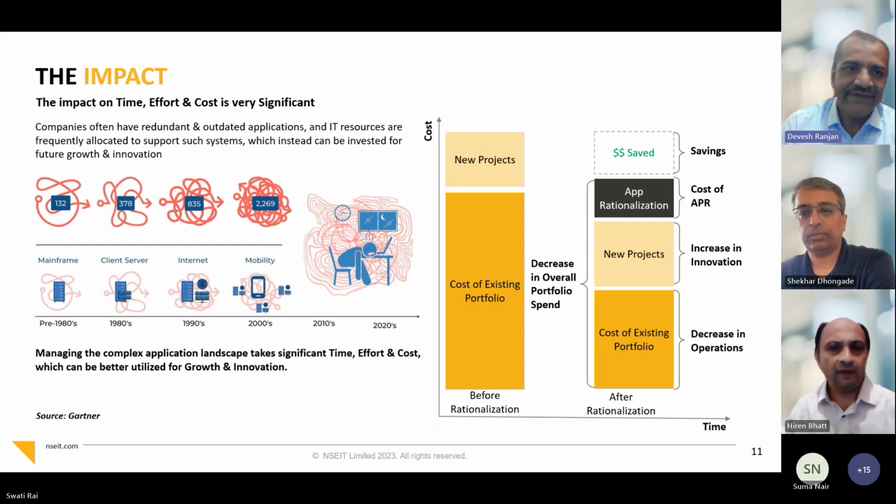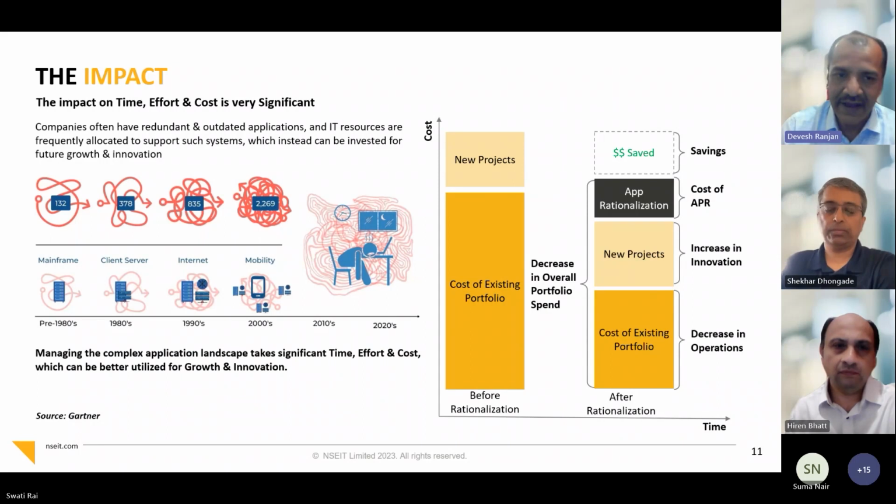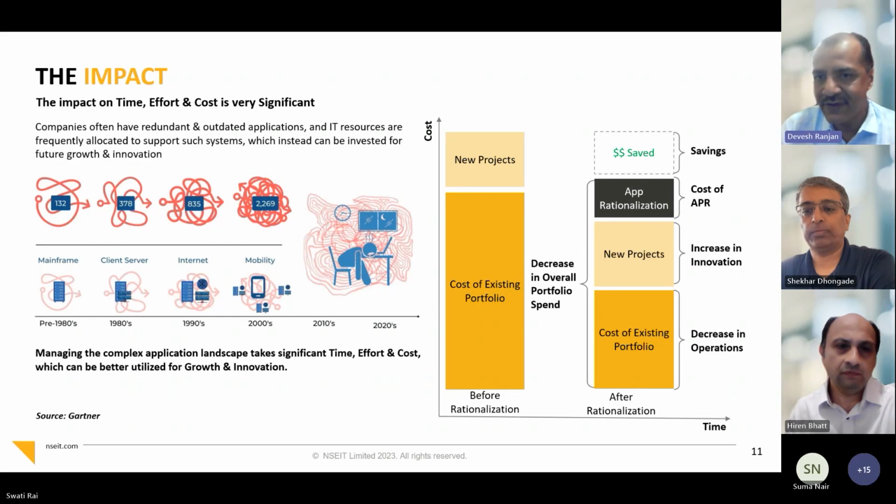And the impact of these challenges is pretty significant, whether it is in terms of the time spent in operational support of these applications, the kind of effort that we are putting in, or ultimately the cost that we are investing there. Managing these complex applications, and the time, effort, and cost that we are spending there, can probably be much more optimized, and we can use these for a better cause like growth and innovation.